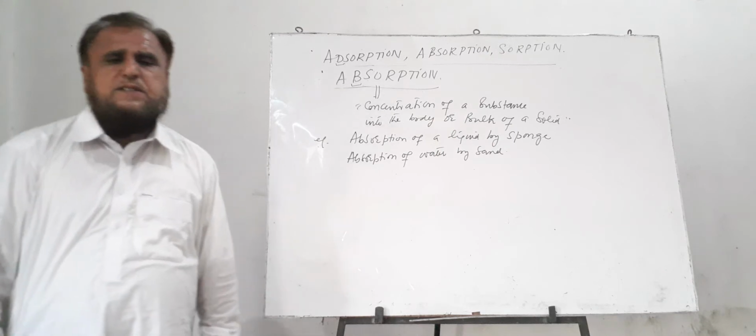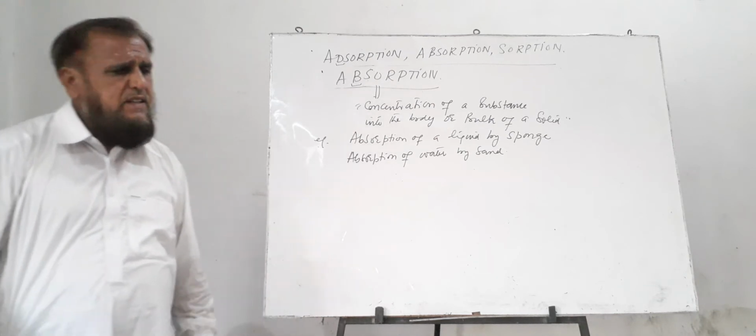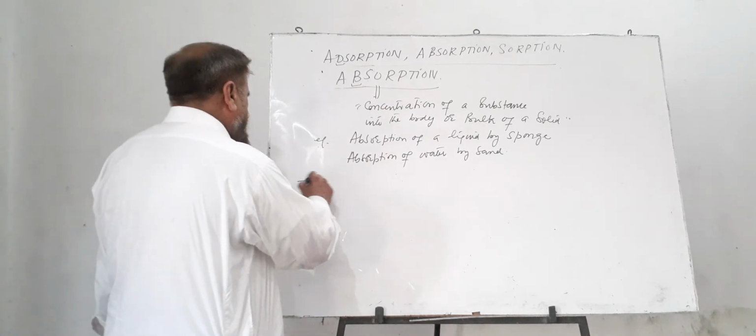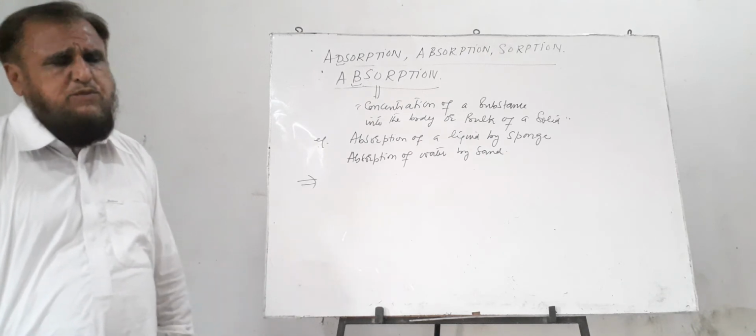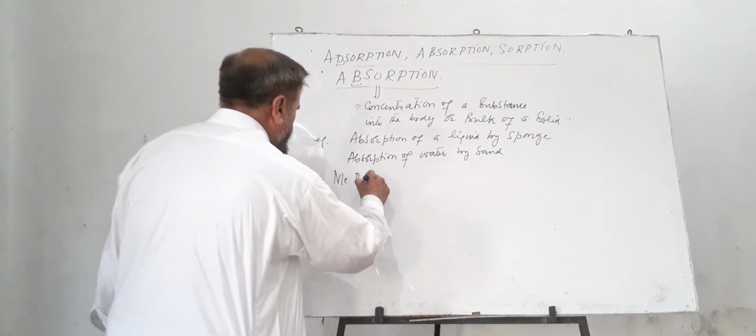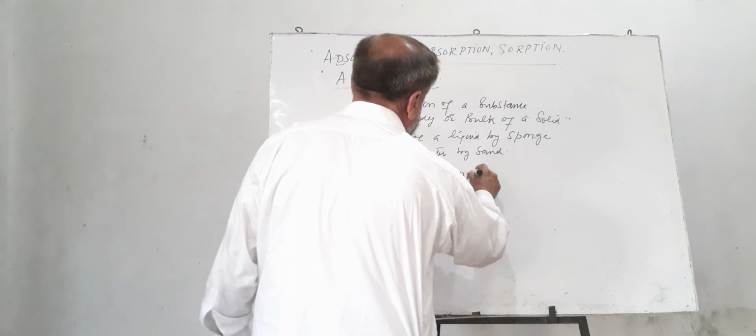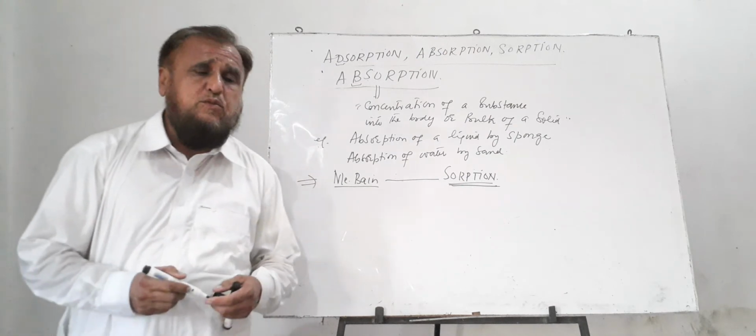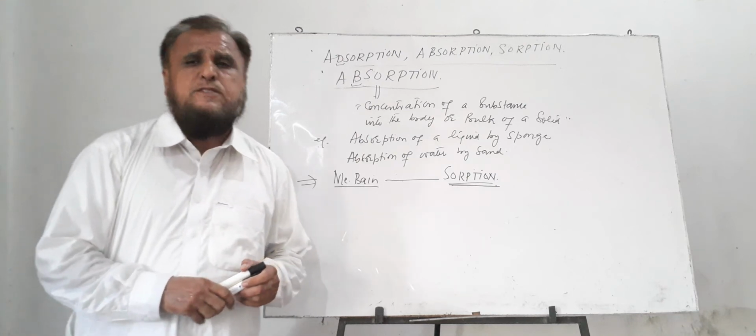Sometimes both processes, adsorption and absorption, may be taking place, and we are unable to differentiate whether the process is adsorption or absorption. In that case, when we are unable to decide whether it is adsorption or absorption or both, McBain introduced a new term which is known as sorption. So if we are unable to differentiate between adsorption and absorption, we will use a common term which is known as sorption. Allah Hafiz.